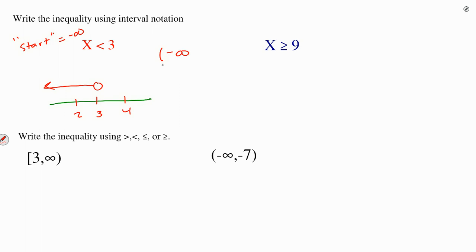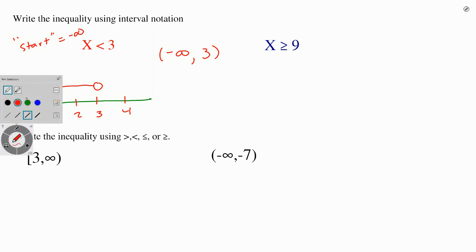Now notice when you're dealing with negative infinity, you must put a parenthesis. We never, ever, ever put a bracket on negative infinity because we can never reach infinity. That's not how this works. We can never get there. So we put a parenthesis, negative infinity. Now, where does this end? Well, this ends at 3. So the end is 3 with the parenthesis. I'm starting way over here at negative infinity and I'm ending at 3.